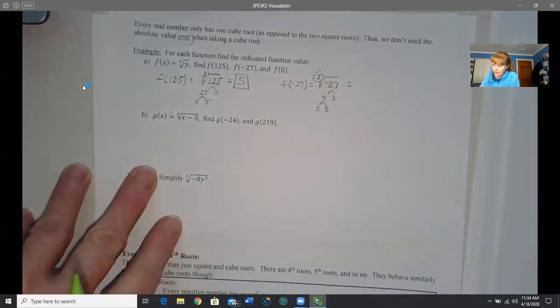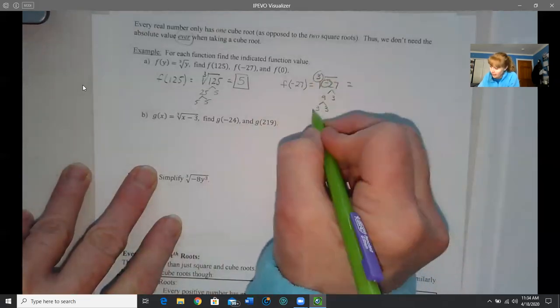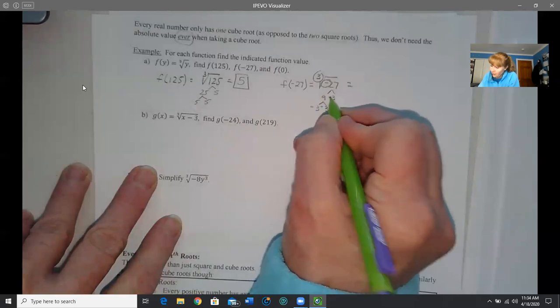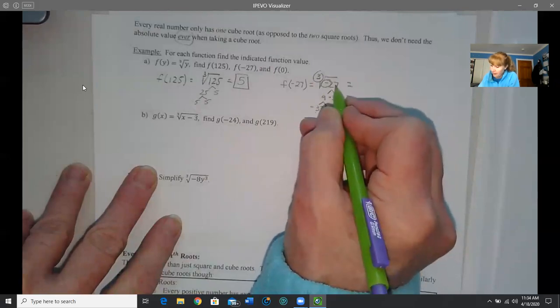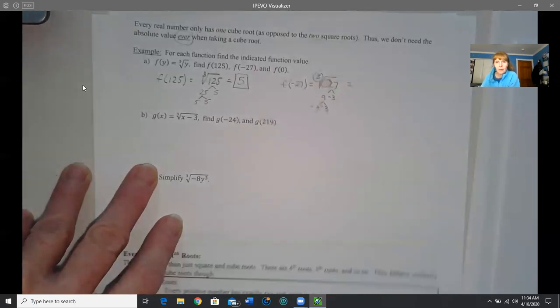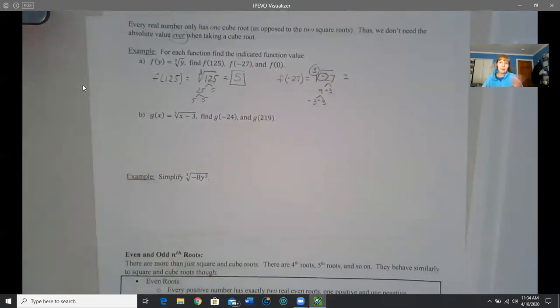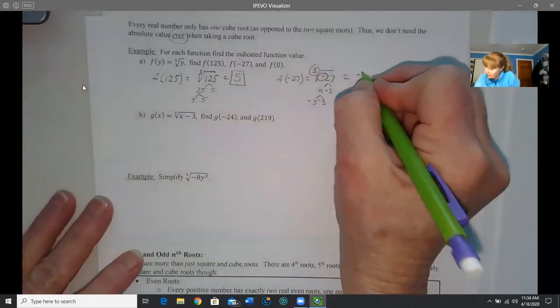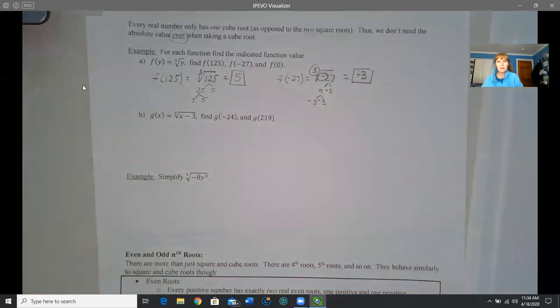We have three 3s, and we want them all to be negative so that when I multiply them, I get a negative 27. Remember, when you have an odd number of negatives, your answer will be negative. So we come up with a negative 3 for an answer.